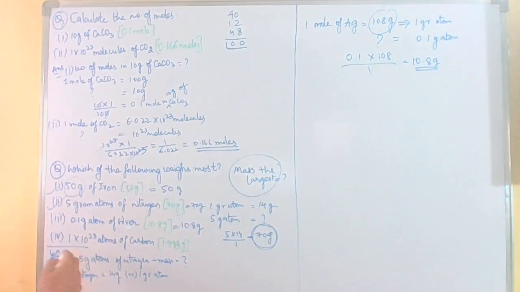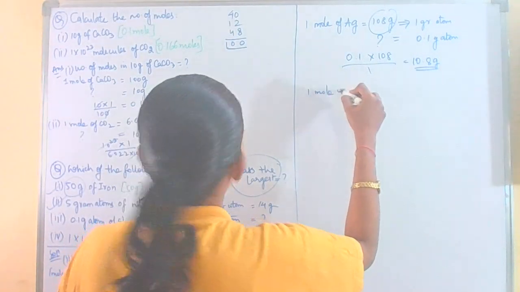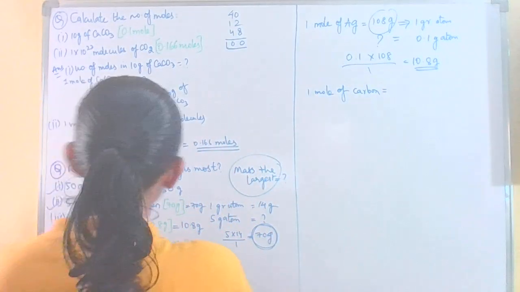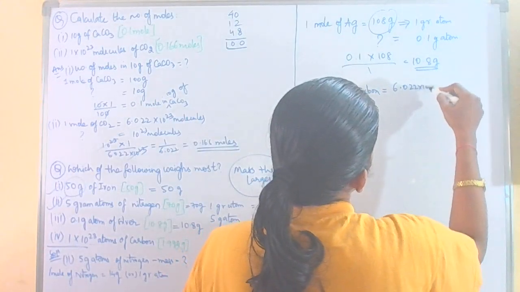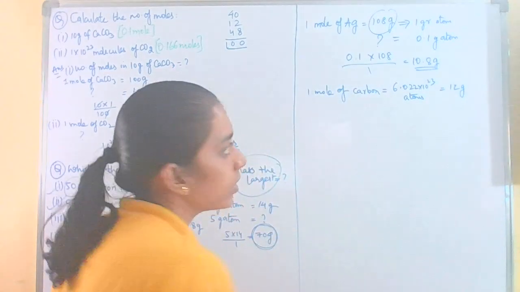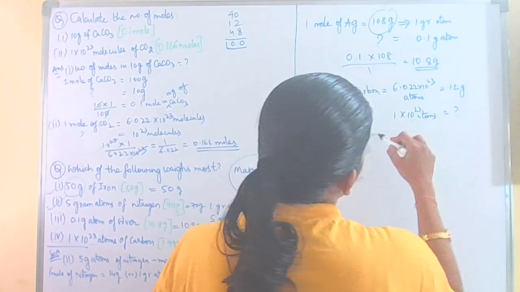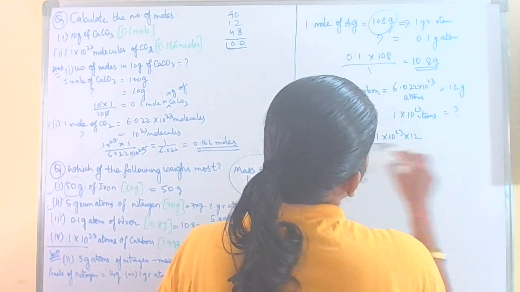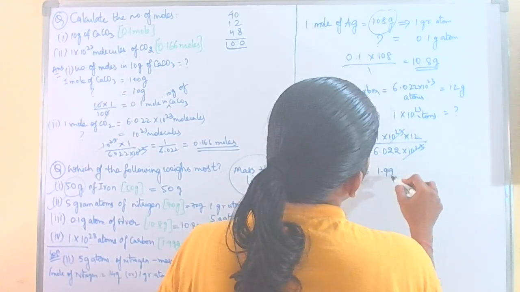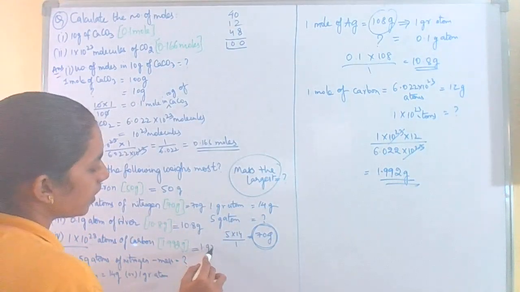Now we have to calculate the mass of 1 into 10 to the power 23 atoms of carbon. 1 mole of carbon is equal to, they have given here, in atoms, 6.022 into 10 to the power 23 atoms, which is equal to 12 grams. This is the gram atomic mass of carbon. They have asked us to find out the mass of 1 into 10 to the power 23 atoms of carbon. So 1 into 10 to the power 23 into 12 by 6.022 into 10 to the power 23. You will be getting 1.992 grams. So the fourth answer is 1.992 grams.